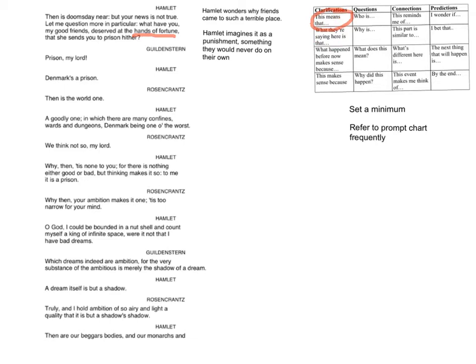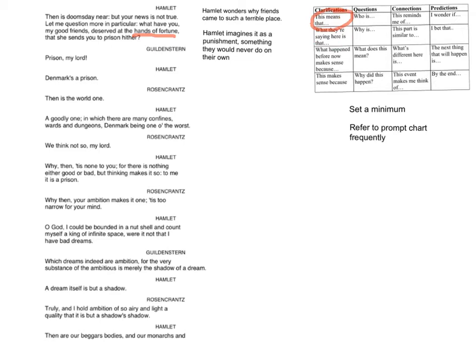Let's continue reading. Prison, my lord? Denmark's a prison. Then is the world one. A goodly one in which there are many confines, wards, and dungeons, Denmark being one of the worst. We think not so, my lord. Why then, 'tis none to you, for there is nothing either good or bad, but thinking makes it so. To me, it is a prison.